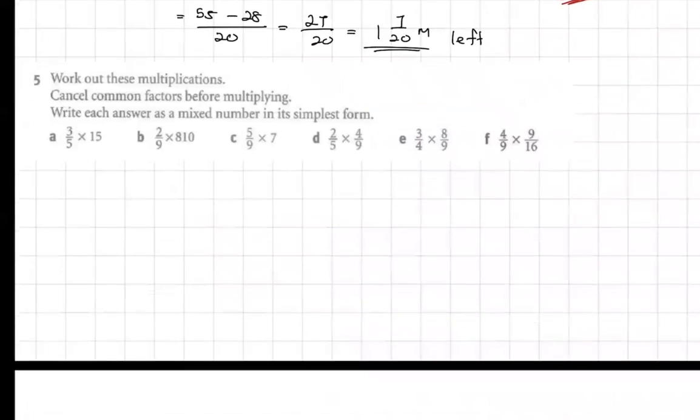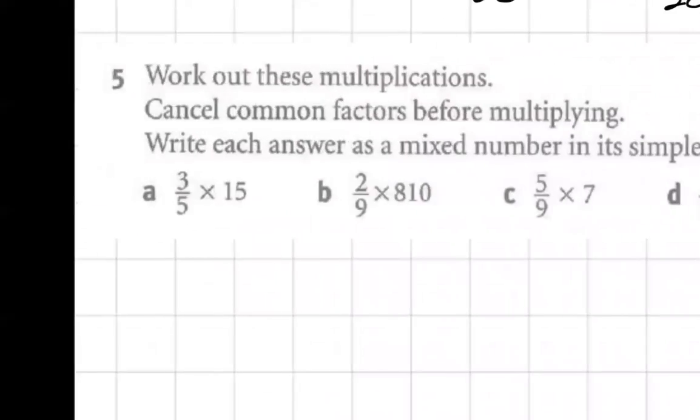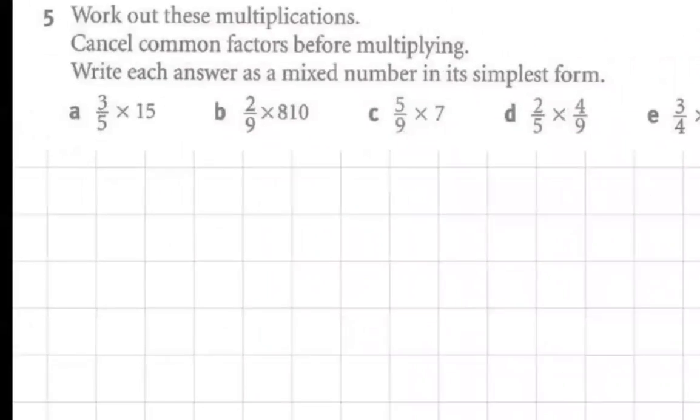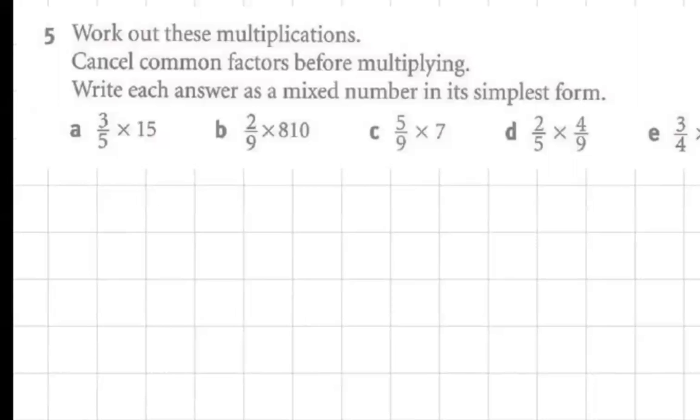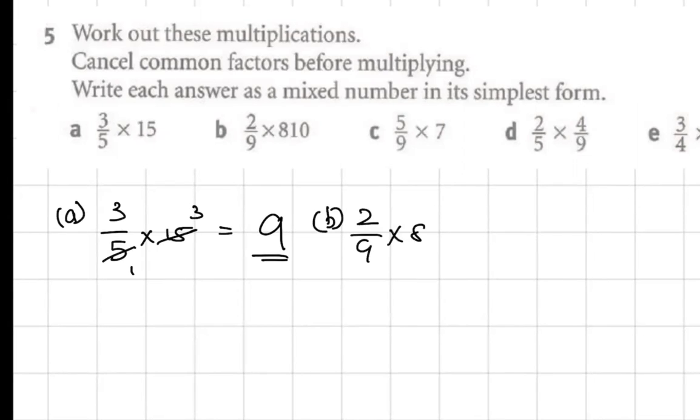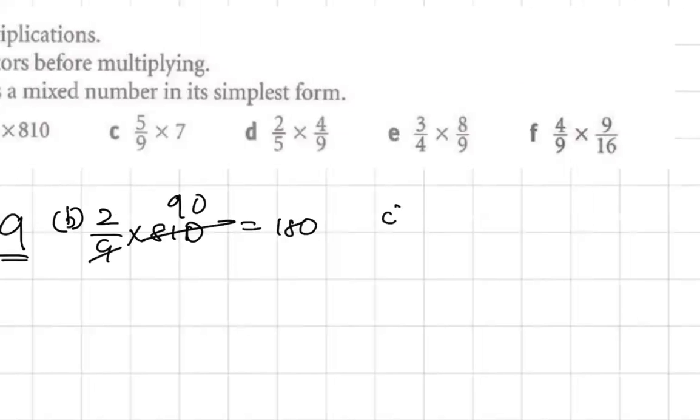Look at the next one, work out this multiplication. All you need to do is just the top multiply by top, bottom multiply by bottom. If it is in this arrangement, you should be able to cancel. Only the 15 and the 5 can cancel, divisible by 5. So 3 times 3 is 9. Let's try B. 2 over 9 times 8 over 10. Cut 90, 180. Get question C.